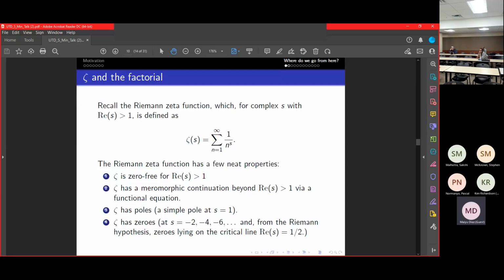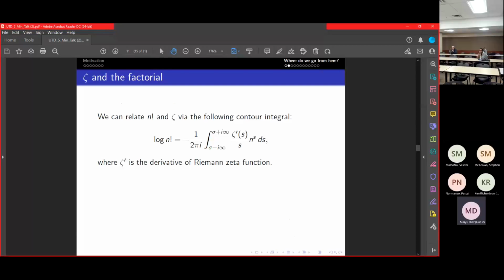If I just look at the factorial, for example, first I know what the Riemann zeta function is, which for complex s with the real part of s greater than 1 is defined by this infinite sum. And there are four nice properties associated with the Riemann zeta function. It is zero free for the half plane greater than 1. It has a meromorphic continuation beyond the half plane. It has a simple pole at s equals 1, and it has some zeros: the trivial zeros and the non-trivial zeros, which are conjectured to lie on the critical line.